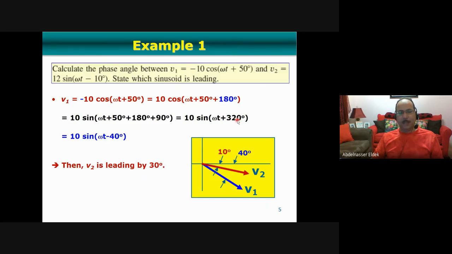You can leave it like this, or you can say that this is negative 40 by adding or subtracting 360, because 320 degrees is equivalent to negative 40 degrees. And now compare these two. They are in the same form. Okay, forget about the amplitude. You don't care about the amplitude now. This is sine omega t minus 10. So here it is. This is V2, and V1 is negative 40. So of course, it seems that V2 is leading V1 by 30 degrees.